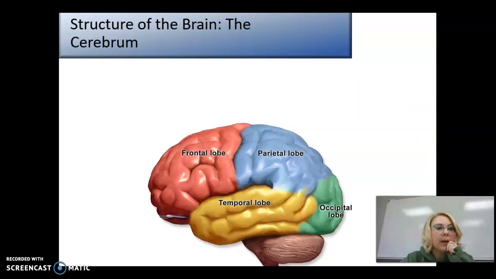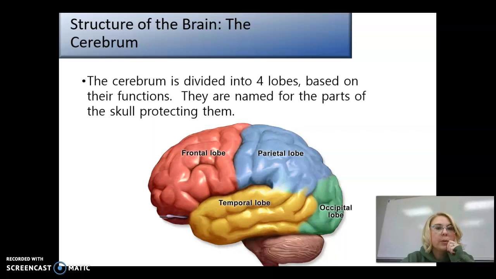So let's talk about the different lobes. The cerebrum is divided into 4 lobes based on their functions. They are named for parts of the skull protecting them. Remember when we did the skeletal system, the bones of our skull? Well, the bones of our skull match the names of the lobes of our brain. So we have our frontal lobe, which is up here, our parietal lobe, which is right here, our temporal lobe, and our occipital lobe.